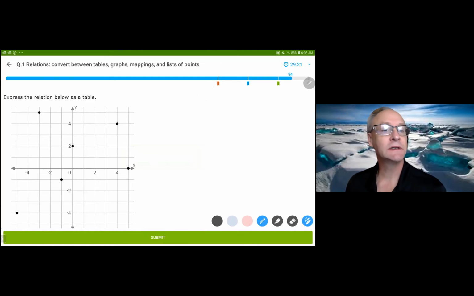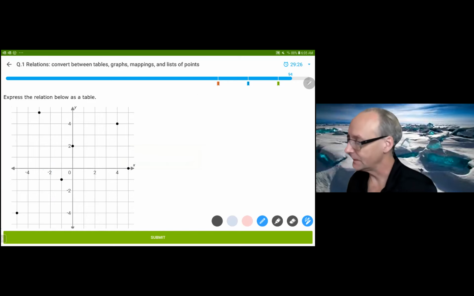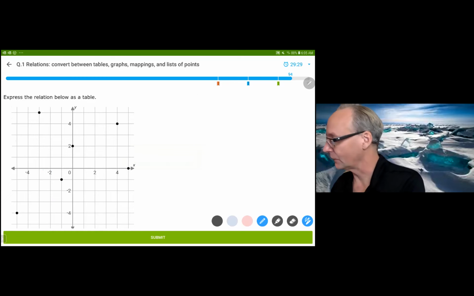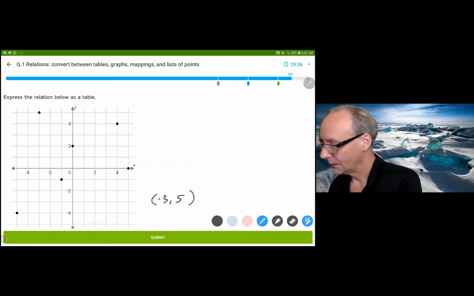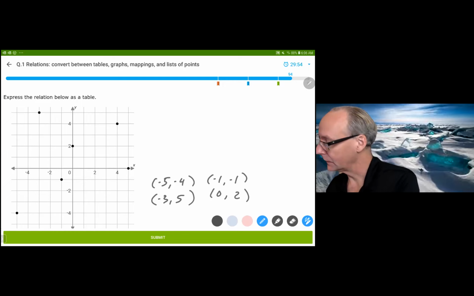All right, we have a relation, and it looks like it just might be a function, and it is. This is a function, and I'm probably going to have to go ahead and write them down, so I'm just going to start writing them. It looks like we've got negative 3, 5. Shall we put them in order? Negative 5, negative 4. And then we've got negative 1, negative 1. And then we've got 0, 2. And then I've got 4, 4. And then I have 5, 0.